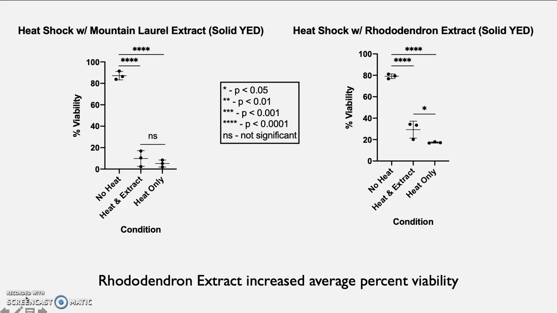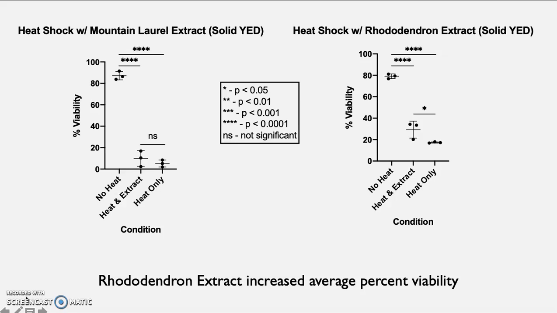And YED is glucose. And then I also did another test with heat shock with rhododendron extract and solid YED. So what I'm looking for in these graphs are for the heat and the extract group to look more like the no heat group. Because if it looks more like the no heat group, then that ensures that the plant extracts are protecting the cells.